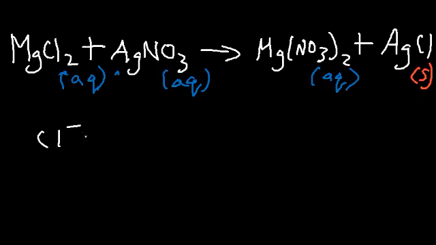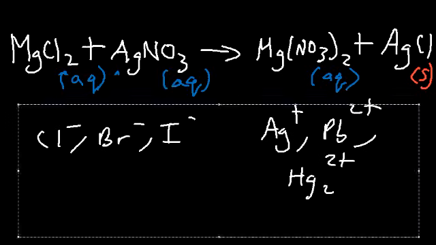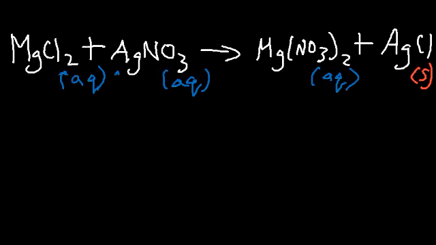Chlorides, bromides, and iodides are generally soluble except with Ag+, Pb2+, and Hg2 2+, the diatomic mercury ion. So knowing the rules will help you to determine that silver chloride is insoluble, and so it's the precipitate of the reaction. So we have a precipitation reaction.